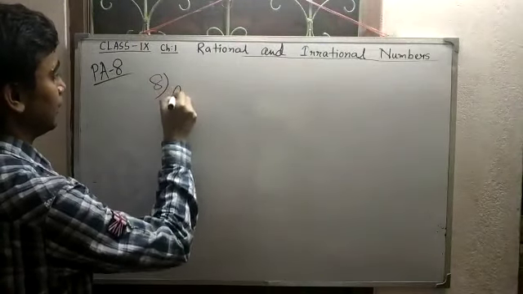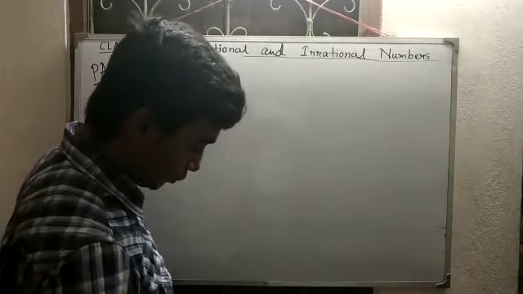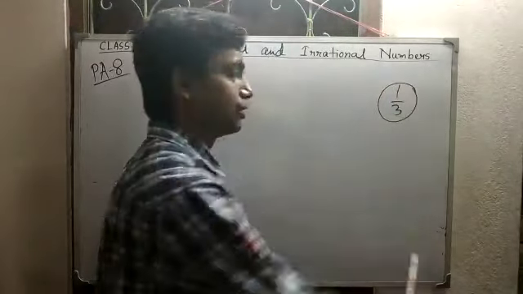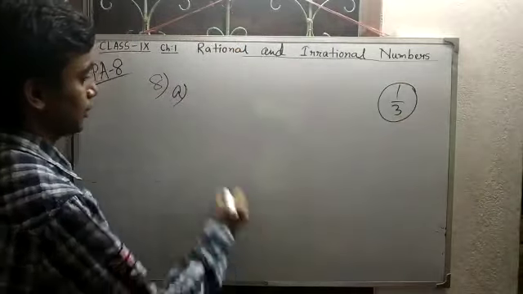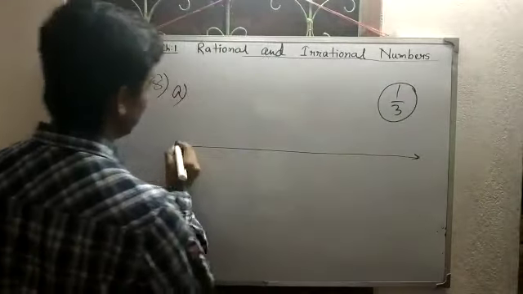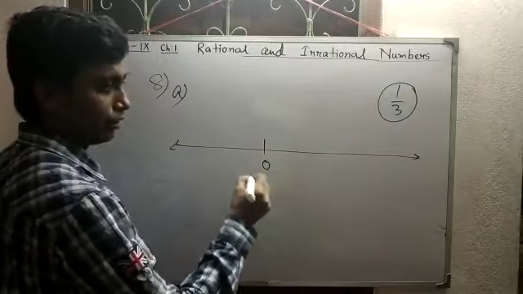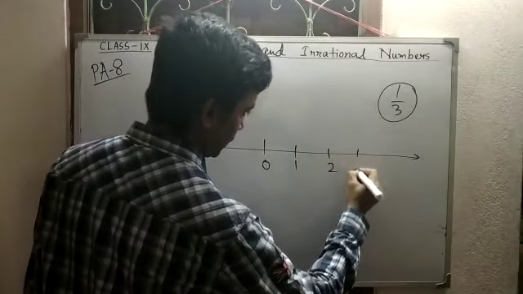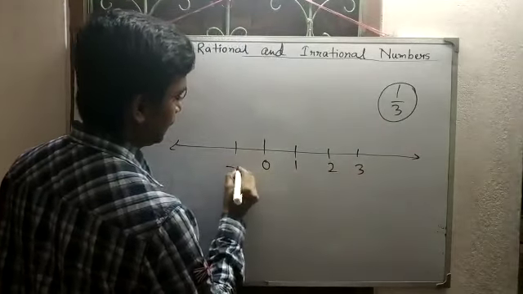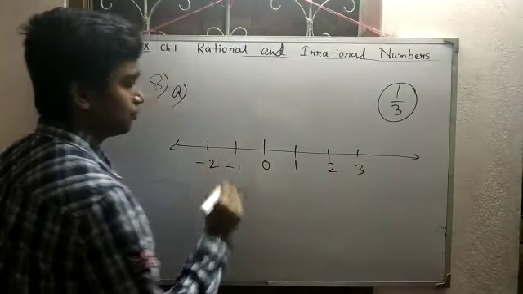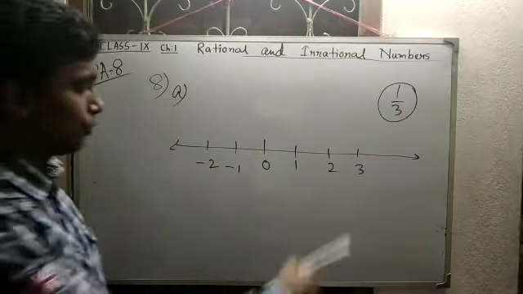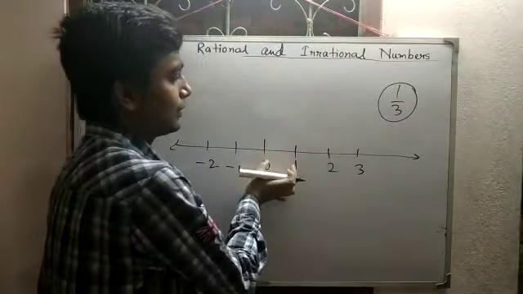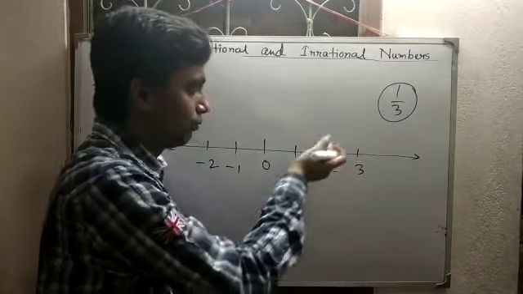Like in number 8a, you have to put it on the number line, and the number given is 1 by 3. So how can you put it on the number line? First you draw the number line. 0 will be the origin. On this side 1, 2, 3. On this side -1, -2. Now 1 by 3 should lie in this interval between 0 and 1 because it is less than 1.